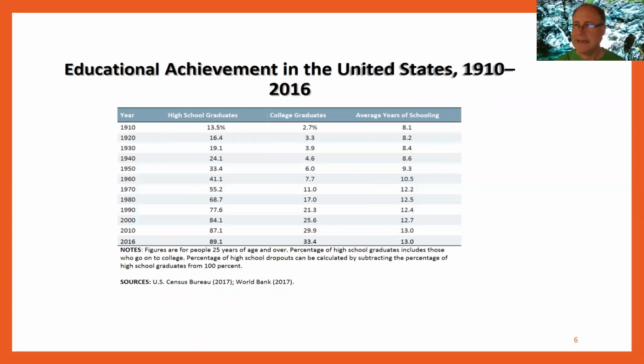When we take a look at educational attainment in the US, you can see that over the last 100 years, a higher percentage of the US population graduates from high school and from college.